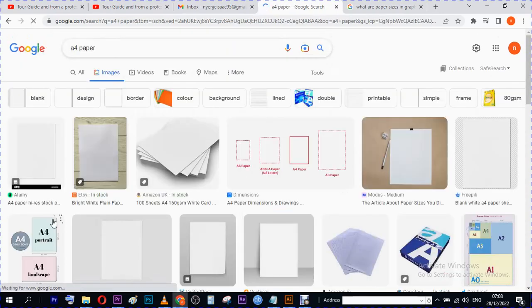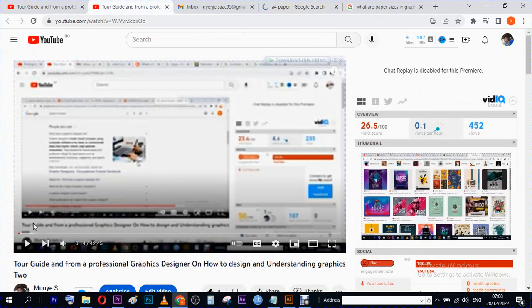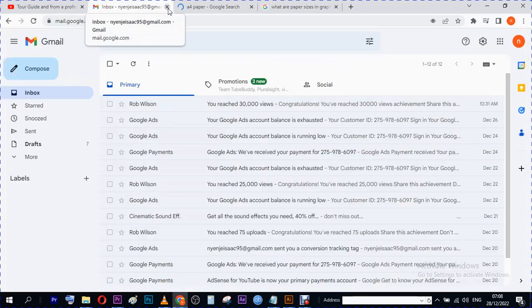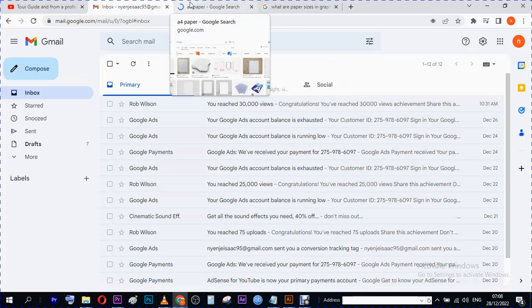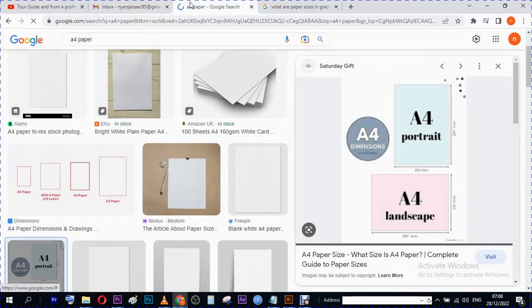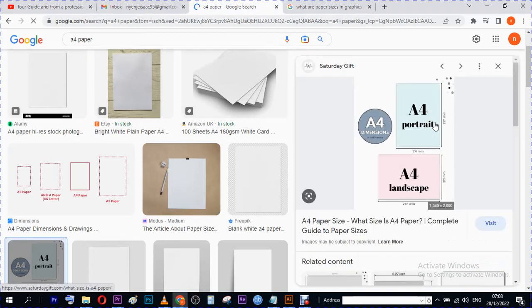Okay, so remember in our guide two, we looked at different page orientations, where we talked of landscape and portrait. If our design is in portrait, its height is longer than the width. And when our design is in landscape, the width is longer than the height.